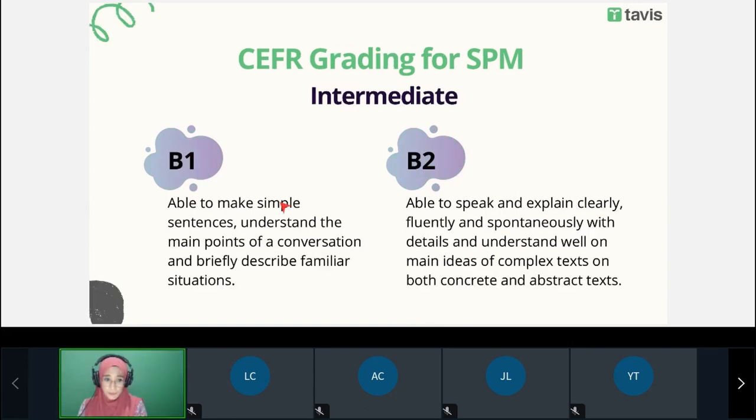So for the next level, which is B1 and B2, this is intermediate level. Under intermediate level, you are able to make simple sentences and understand briefly about the whole conversation. You can also describe some familiar situations, situations that you recognize and can remember. So this is B1 level, and at B2, you are able to speak and explain clearly, fluently, and spontaneously with details. If I ask you a question like, what did you do last weekend? If you are able to explain what you did, and think of some good vocabs, that will be great as well. So you are at B2 level.